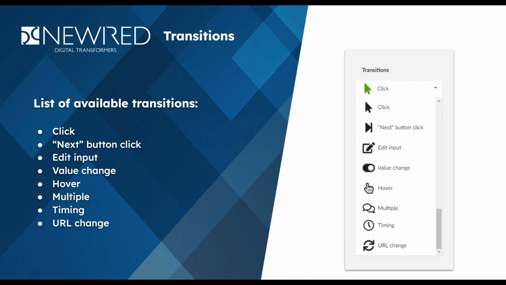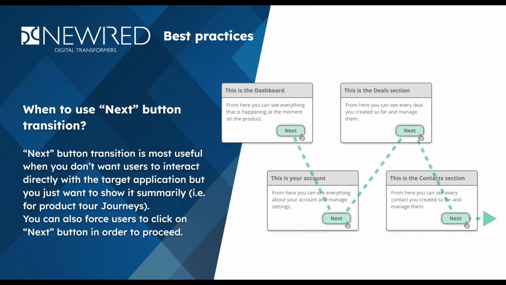So the transition always depends on the context, but there is one particular transition that has a nice usage, and it's the next button click. So the next button transition, what does it do? Basically, when you pick the next button transition for a step, it will make a next button appear in your bubble that your users must click in order to proceed to the next step rather than clicking on any element on the web application.